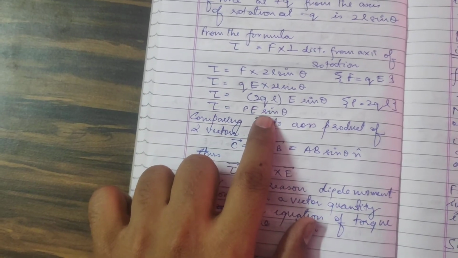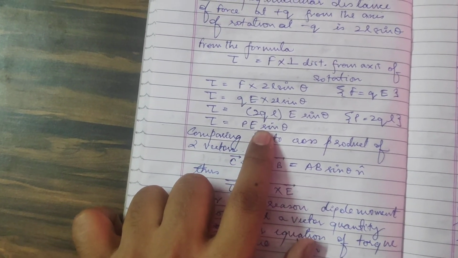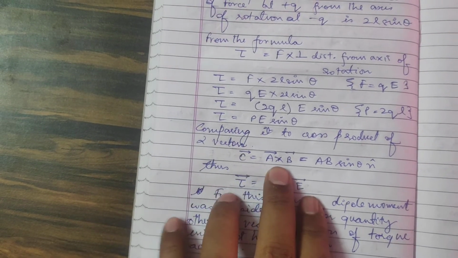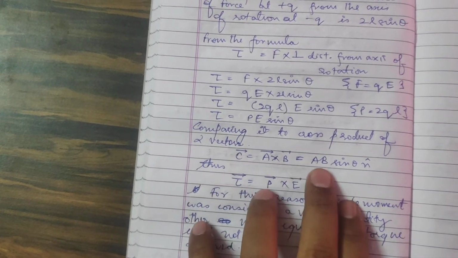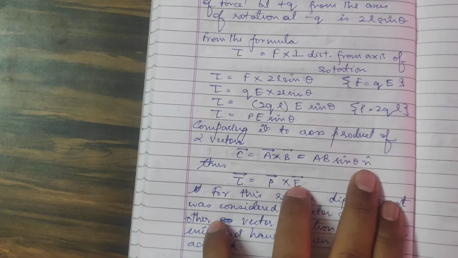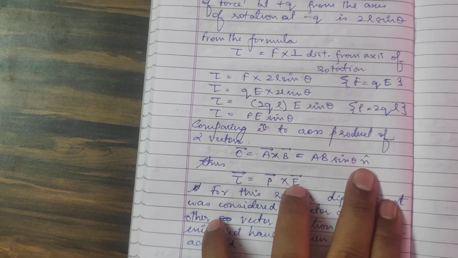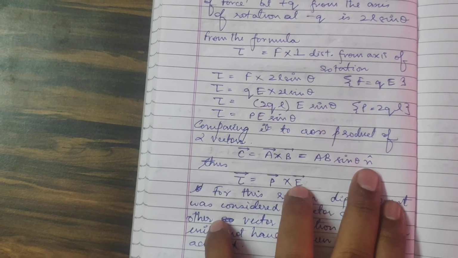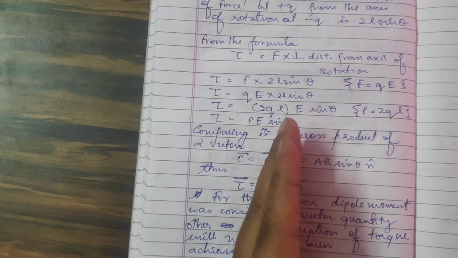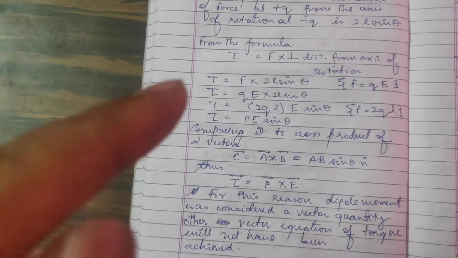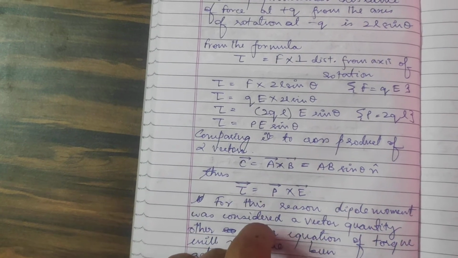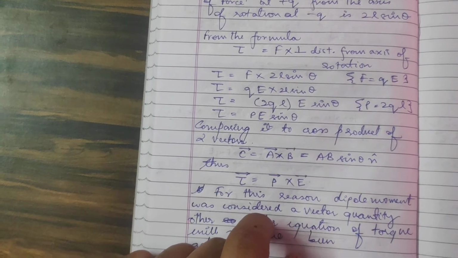Now if we compare this equation to a cross product of two vectors, what we have studied as cross product is C equals A cross B, where the value of A cross B is AB sine theta n cap. N cap gives direction, it is the normal unit vector. Normal unit vector means the direction of n cap will be perpendicular to the plane of paper. It can be outwards, it can be inwards. How to determine whether it will be outwards or inwards? We will use the right hand screw rule.